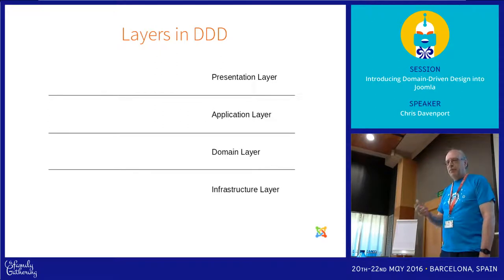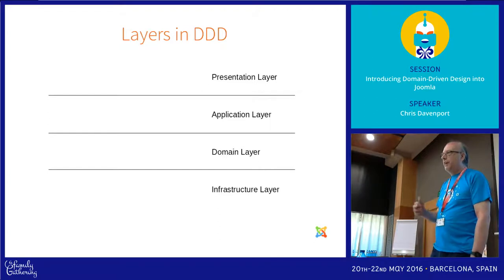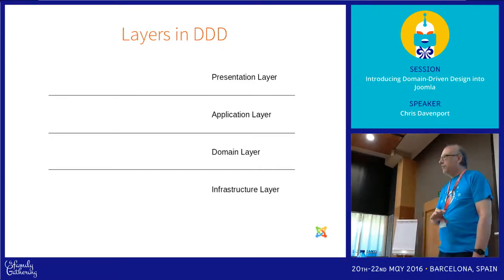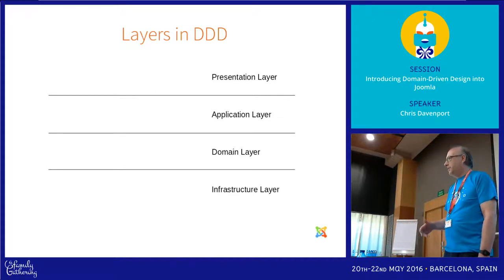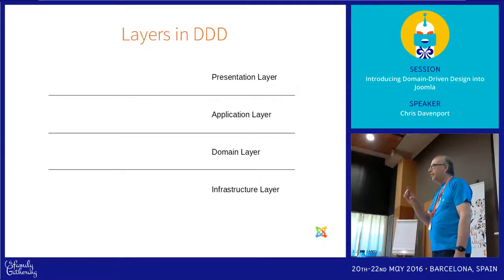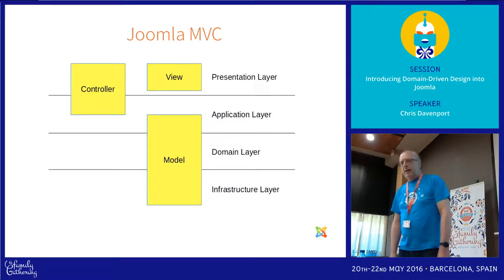On the top layer, we've got the presentation layer, which is user interface kind of stuff. That's pretty standard. And then we have the application and domain layers, which is where the application and domain logic live. And then on the bottom, we've got the infrastructure layer, which deals with databases, file systems, networks, that kind of thing. So it's pretty standard, but we separate out that middle layer into two. And how does that match up with Joomla?